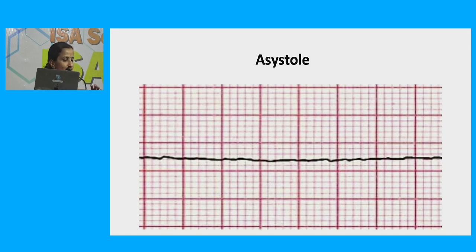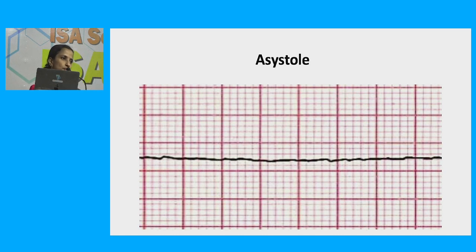Suppose during the intraoperative period, you will see such an ECG in the monitor. What will you do? Surgery is undergoing, and you are seeing this line in the ECG monitor. What will you do? Check for disconnection. Check if the ECG leads are properly connected, check the pulse, and see whether the leads are disconnected or not.